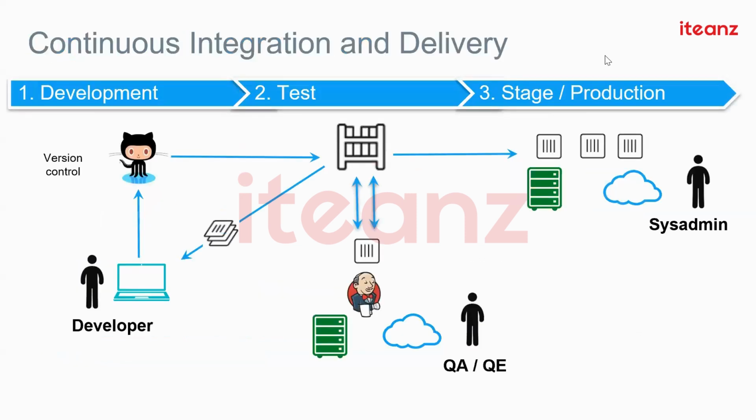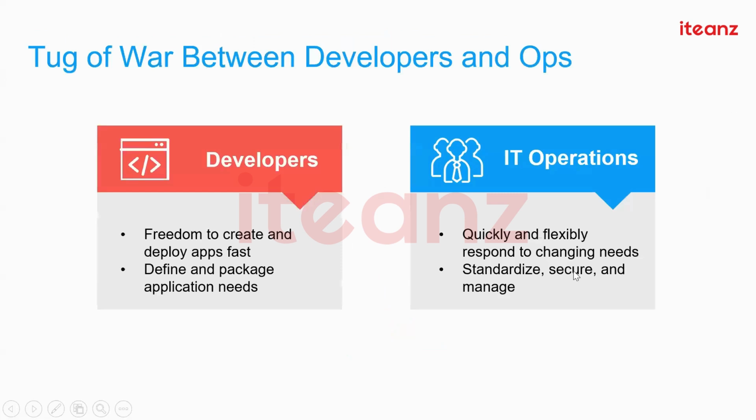This is a typical structure. For example, this is the code, which is built by Jenkins. It sends it to a developer, who checks the version control and sends it over here. Then QA does the sanity testing, then it is sent to the sysadmin team, and the sysadmin team deploys it to production. That's how it works.